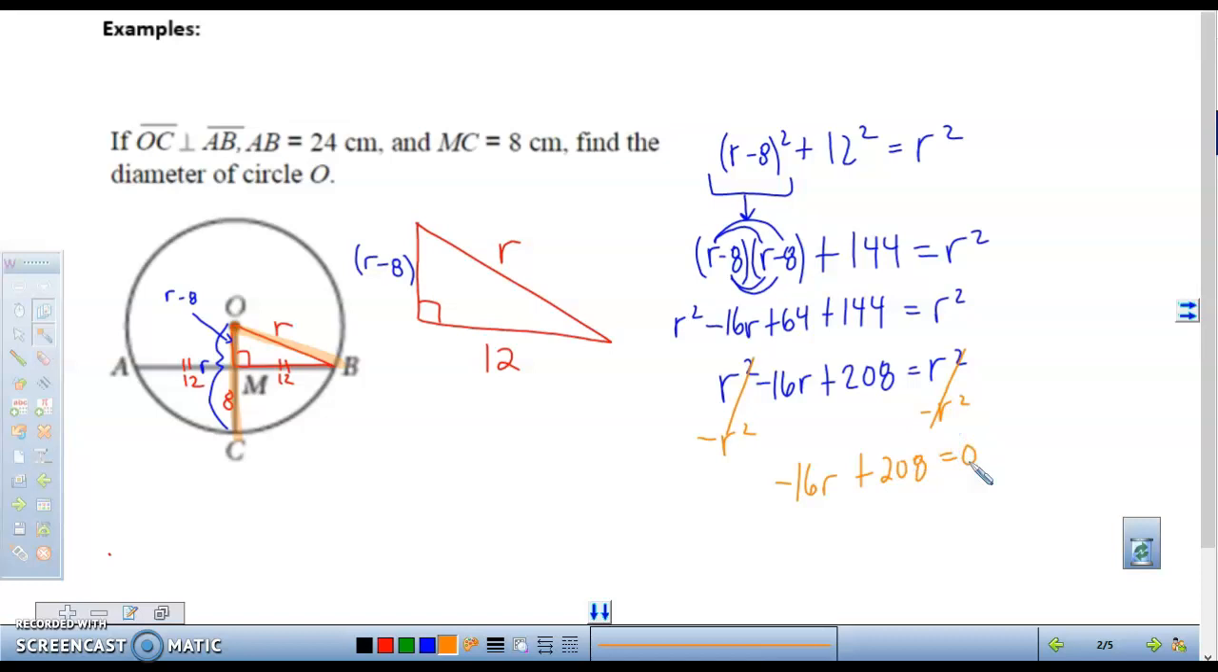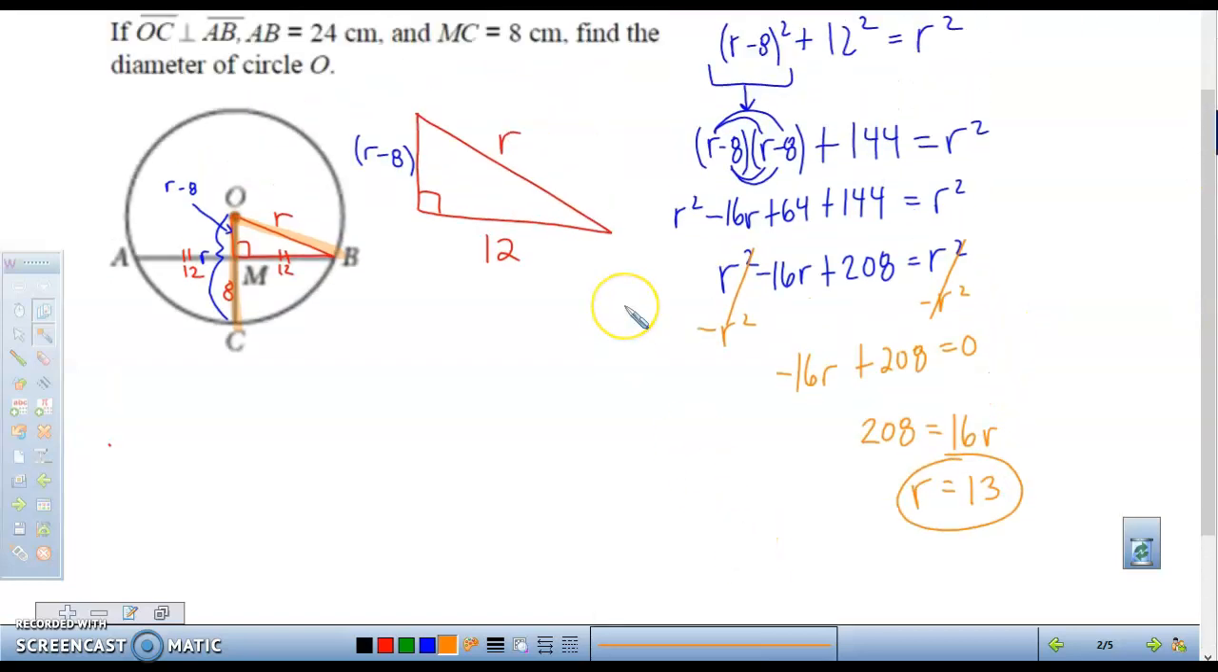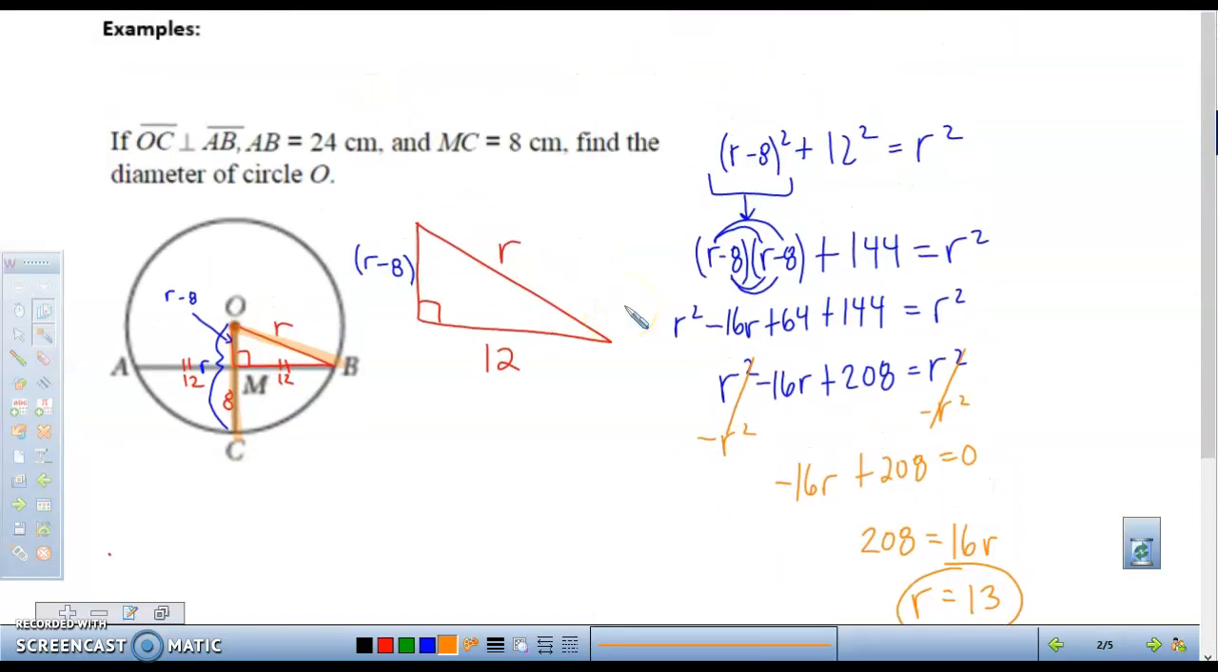Now I have a very simple linear equation. If I add 16r to both sides, I get 208 is equal to 16r. And then I'll divide both sides by 16, and r is equal to 13. Go back and look at this problem, see if this all makes sense. I found that r was 13, and look what happens. When you plug in 13 for r, this side is 13, and 13 minus 8 is 5. Look, we have a Pythagorean triple. 5, 12, 13. All of this makes sense.